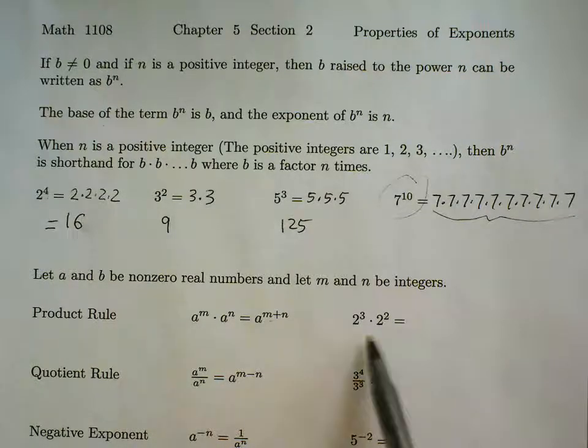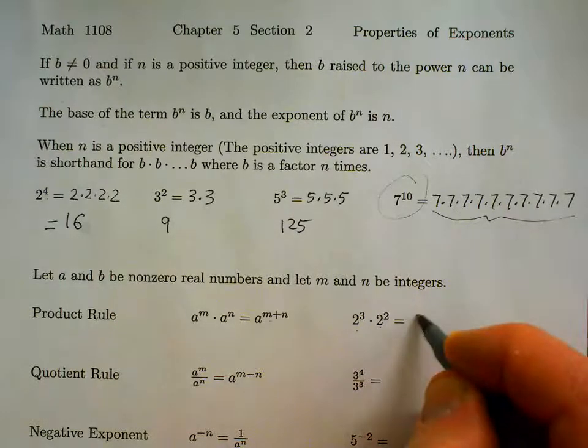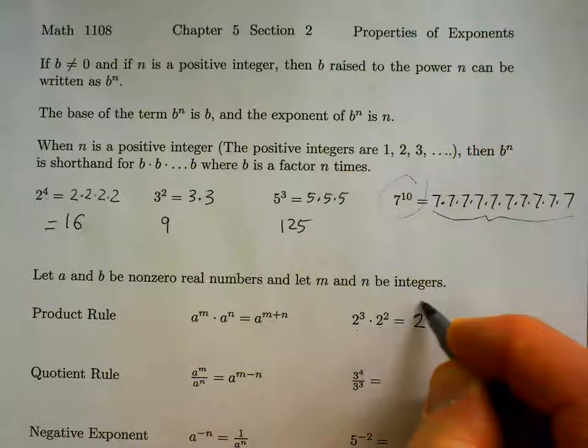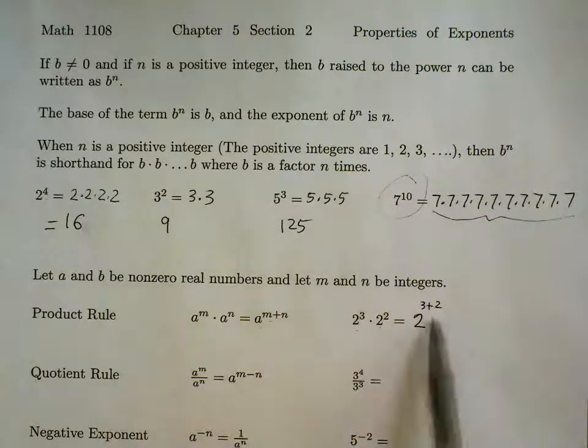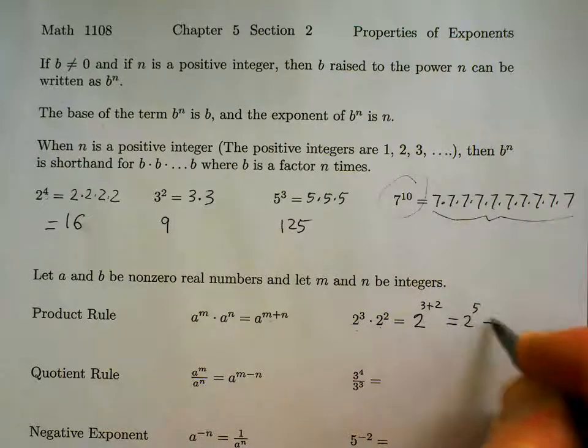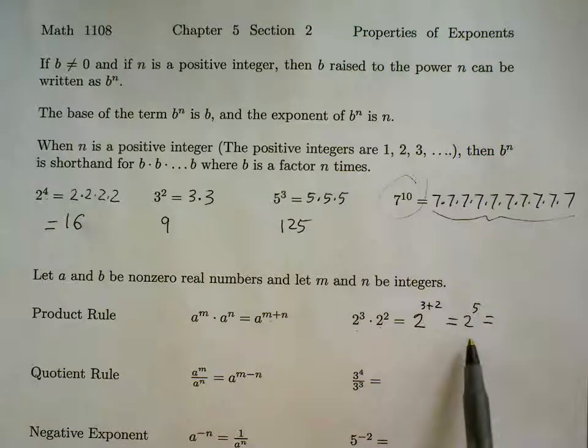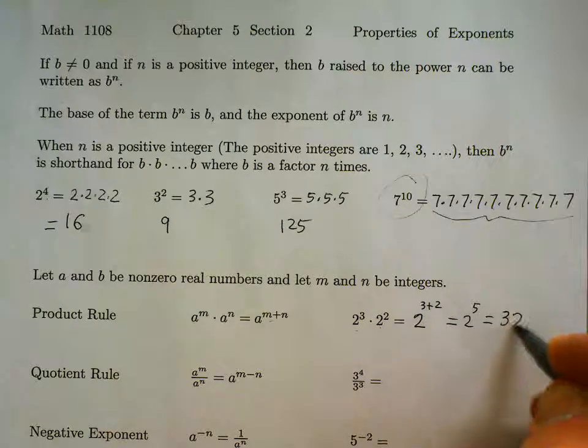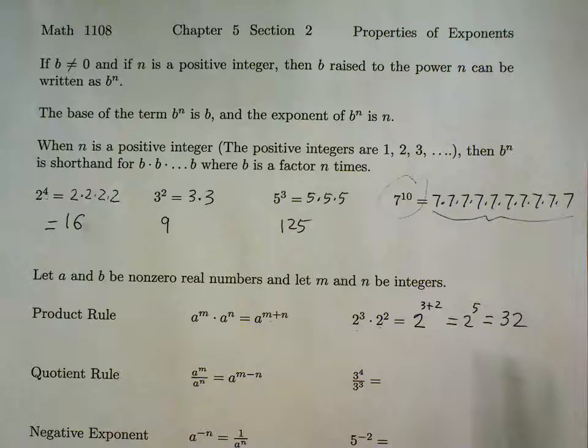Okay, here's an example. 2 to the third times 2 to the second. That means 2 to the 3 plus 2. We're adding the exponents. 3 plus 2 is 5, so this is 2 to the fifth. And 2 to the fifth, 2 times 2 times 2 times 2 times 2 is 32. So 2 to the fifth, that's one of the basic ones that you should know by heart.